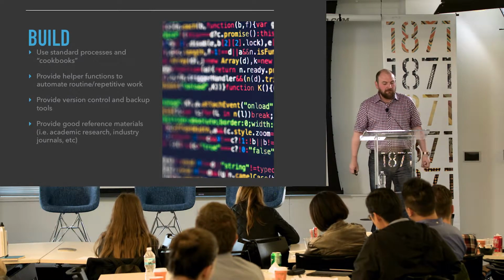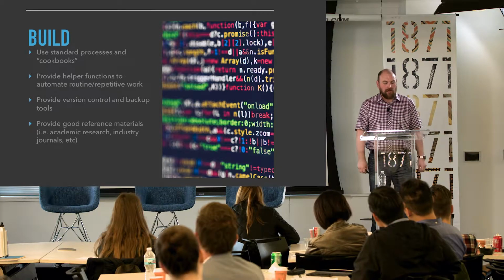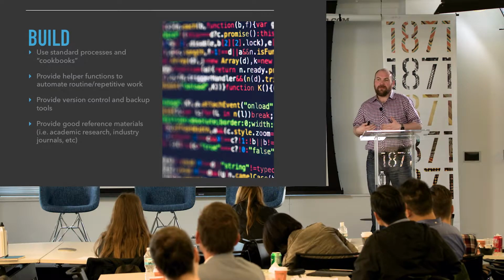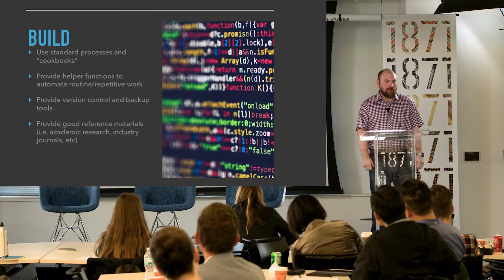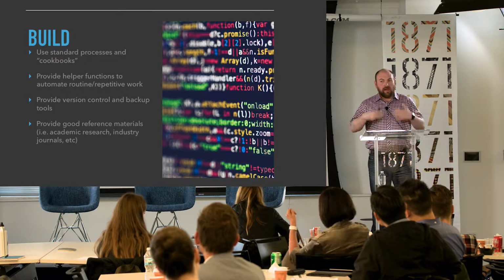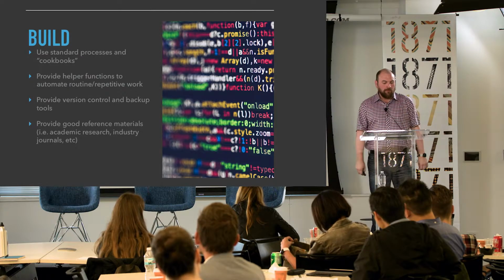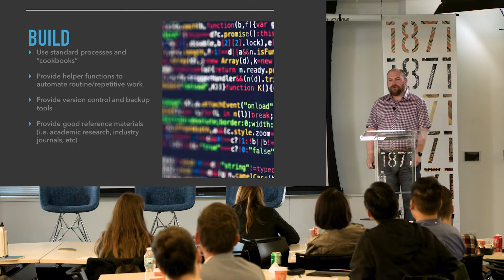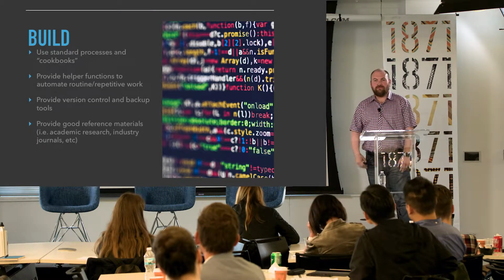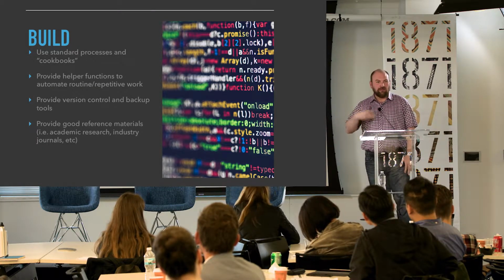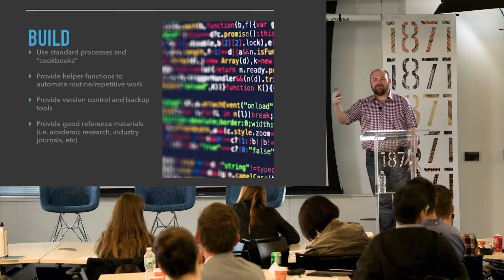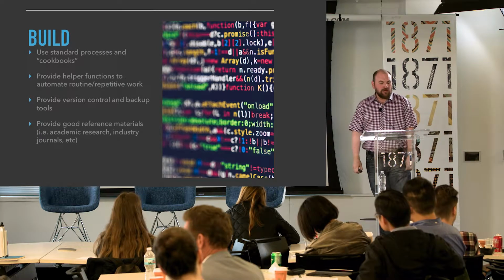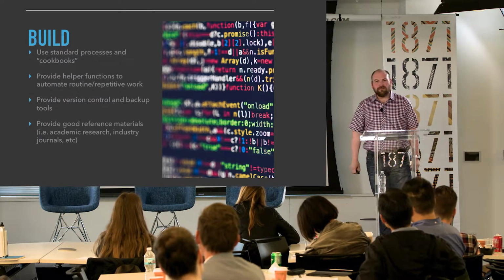My team spends a lot of time building helper functions to help automate routine and repetitive work. These are things like loading scores up into a data warehouse, a lot around EDA and other types of helper functions. Obviously, provide version control and backup tools. This is really important as you're thinking through these mechanized production processes that you can always roll back if there's a problem. And then finally on this build section, providing really good reference materials.